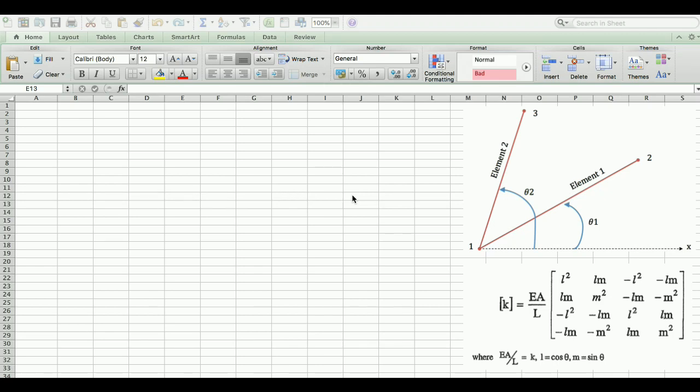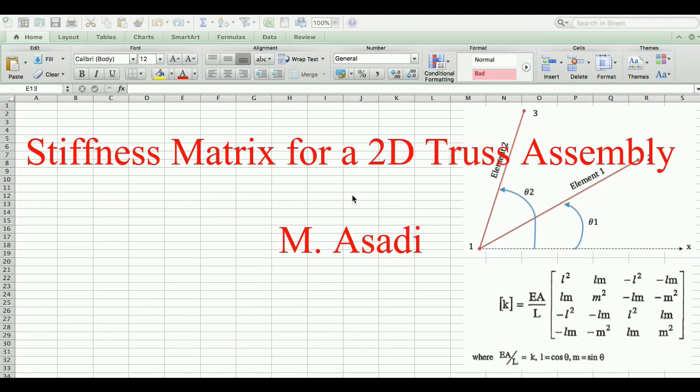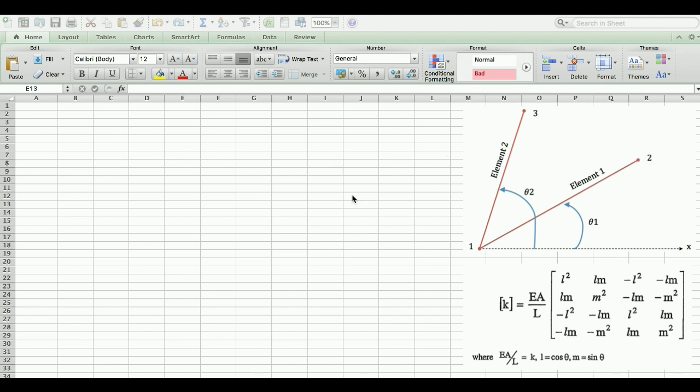Here I will show how to create the stiffness matrix for a truss element and then use those partial stiffness matrices to create the assembly matrix for a structure that has two truss elements. In this picture, as you can see, I've created a structure that has two elements, element 1 and element 2. They're both truss elements, and it is created in 2D.